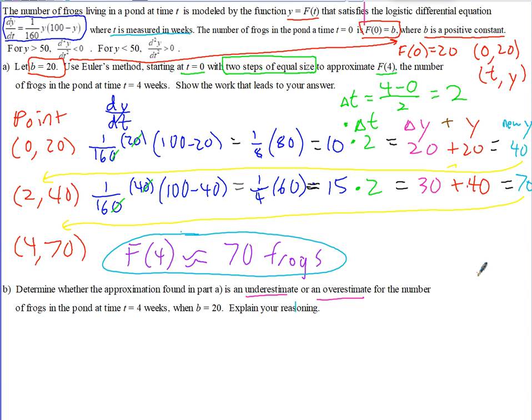So now, just like the local linear approximation, since we're using tangent lines, it comes down to looking at the second derivative. And notice in this case, we have two different aspects of the second derivative. When y is greater than 50, the second derivative is less than 0. When y is less than 50, the second derivative is greater than 0. To figure out which of those we use, look at the 2 points we found the slopes at, 20 and 40. Both of those are less than 50. So you say y is less than 50. And remember up here it said when y is less than 50, the second derivative is greater than 0.